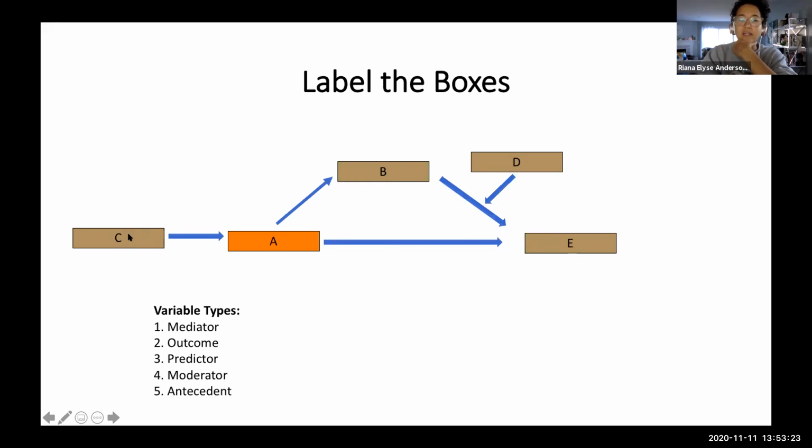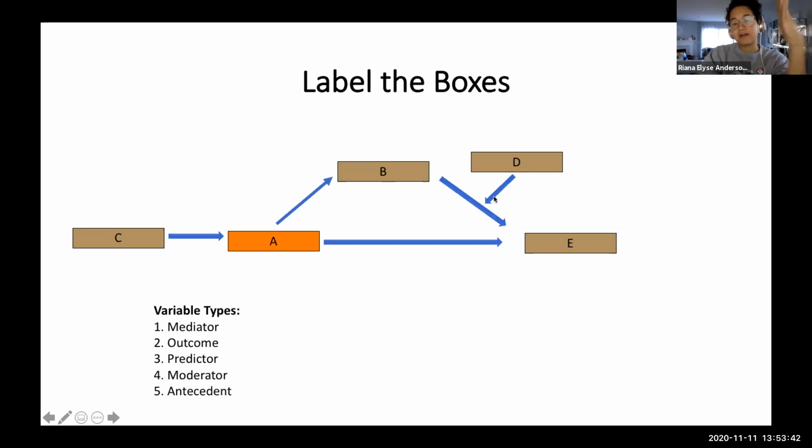C, what gets us information about that predictor as an antecedent. So anything with A and T as a prefix is before, right? So antecedent is talking about before. It helps to tell us more information about this predictor variable.